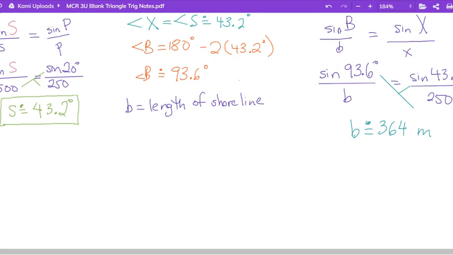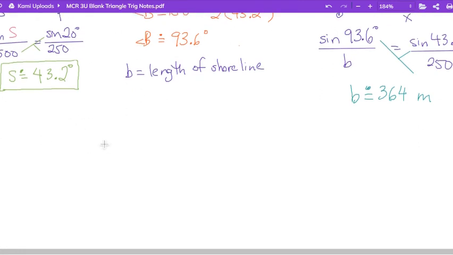How many people are getting a hang of those steps that we take? Notice we're solving for the exact same side, right? And so then we did all this beautiful work. We're going to say, therefore, approximately 364 meters of shoreline is illuminated.